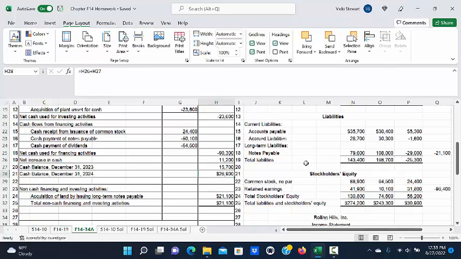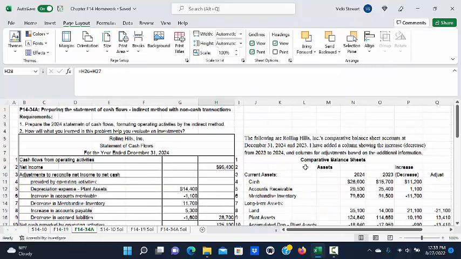So the cash flow statement is very important. It gives the investors a lot of information that is not provided by any other of the financial statements. And that is the conclusion of the demonstration for problem 1434A.